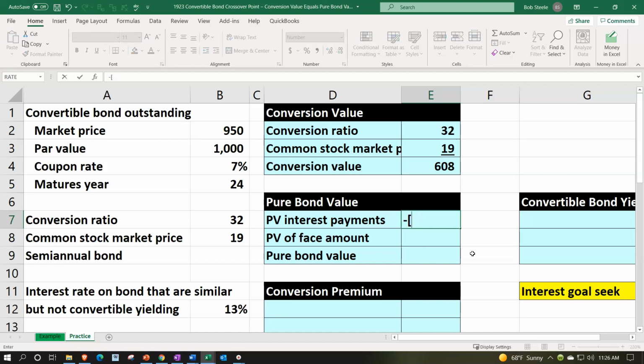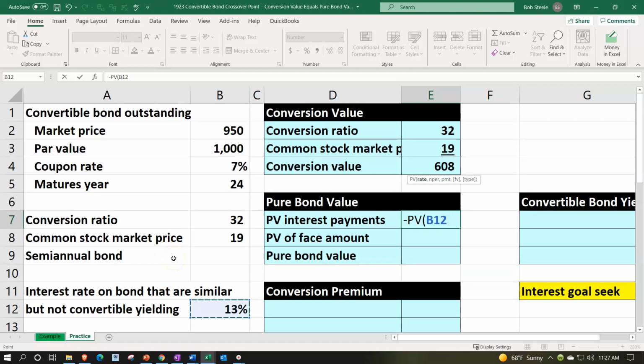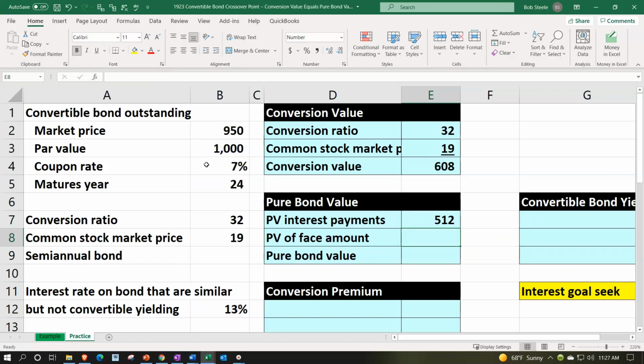Negative present value, PV, shift 9. We're going to pick up the rate, which is going to be the 13%. And these are going to be semi-annual bonds, so that's a yearly rate. We're going to take that, dividing it by 2 for the half-year or 6-month rate, comma, then pick up the number of periods. That's going to be the 24, but that's years, and we need 6-month periods, so we're going to say times 2 to get the 6-month periods, comma, the payment, which is going to be 1,000 times the 7%, but that would be payments for a year, that 7% being the yearly rate, and this is semi-yearly, so dividing that by 2, that would give us the 512.